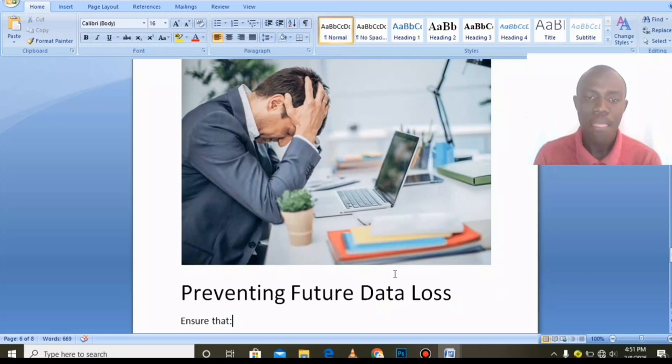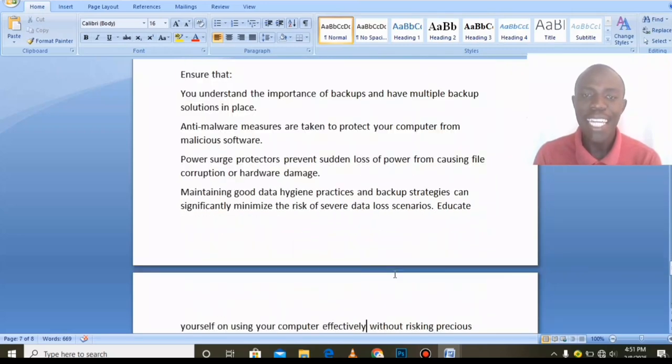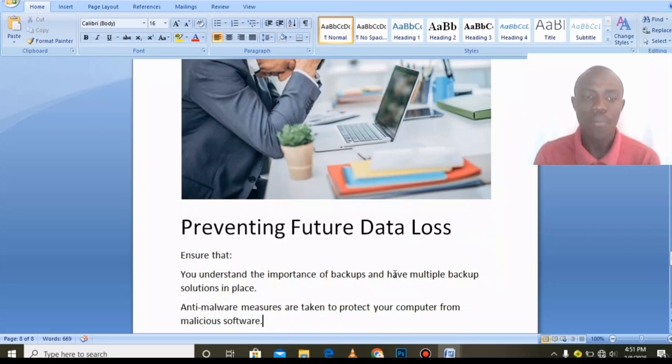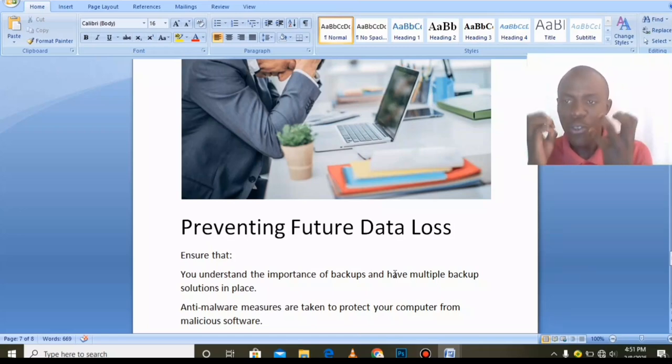Let's continue. Preventing future data loss. How do you prevent your data from getting lost? Ensure that you understand the importance of backups and have multiple backup solutions in place. Backups, that is creating a second copy of your document, of your data, or your information.